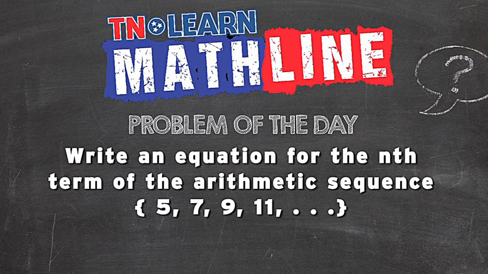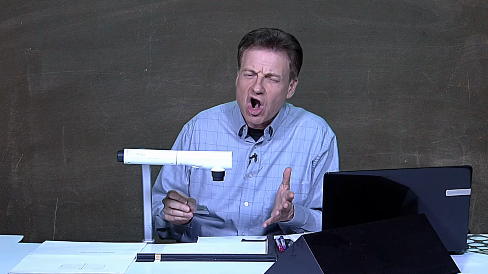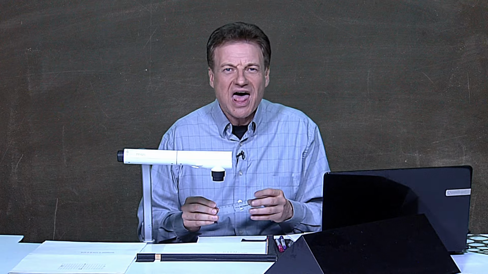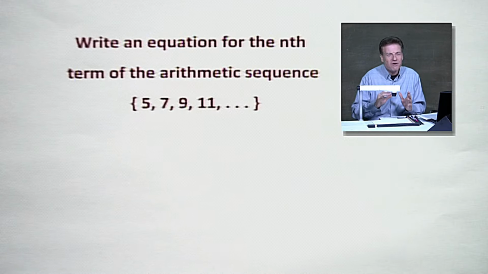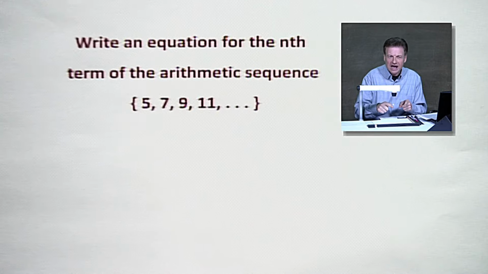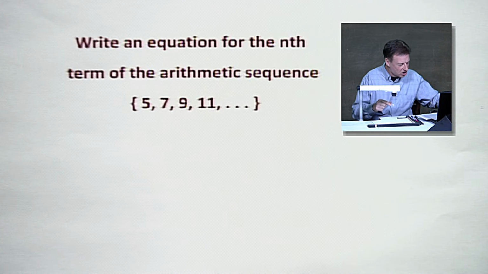Write an equation for the nth term of the arithmetic sequence 5, 7, 9, 11, and it goes on and on and on and on. All right, so what we're doing on this, when it says write an equation for the nth term of the arithmetic sequence, we're looking for a formula in terms of n. It's almost like a y equals mx plus b moment for those of you who've done slope and intercept. So we're looking for a pattern, and we're looking for how to get that in terms of n.